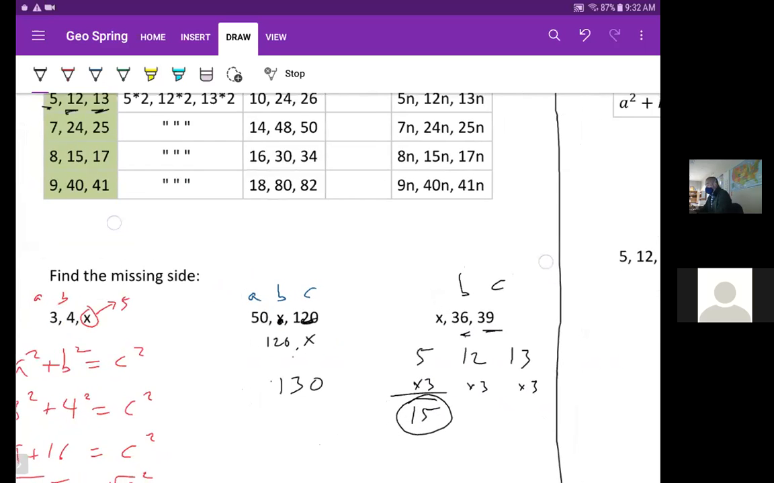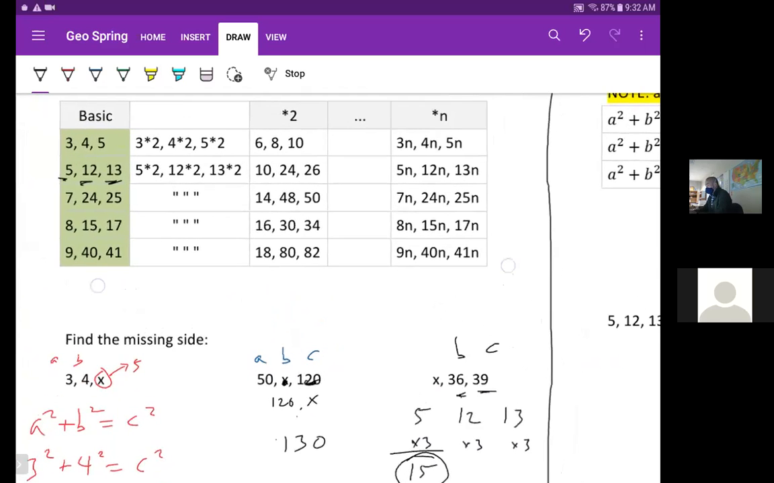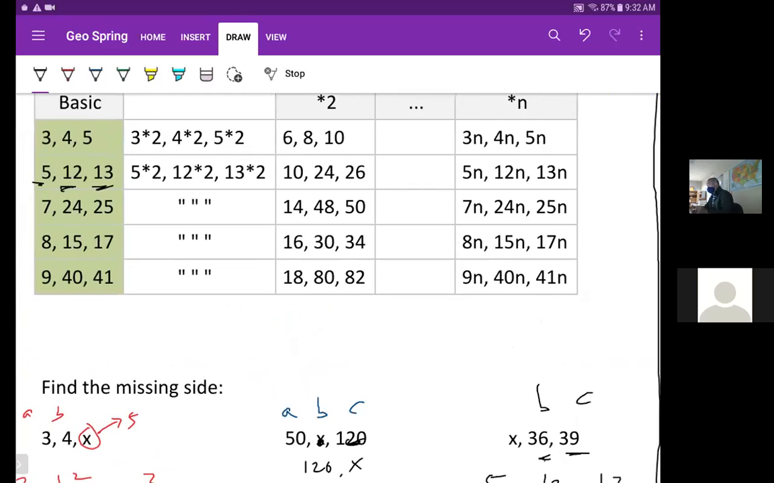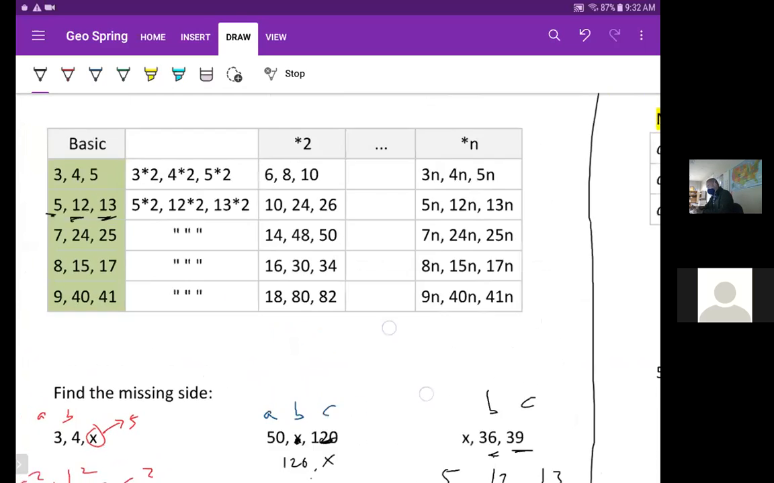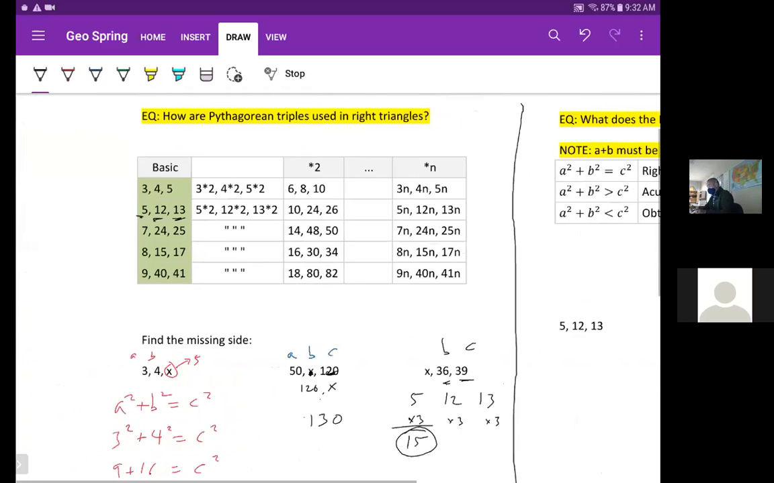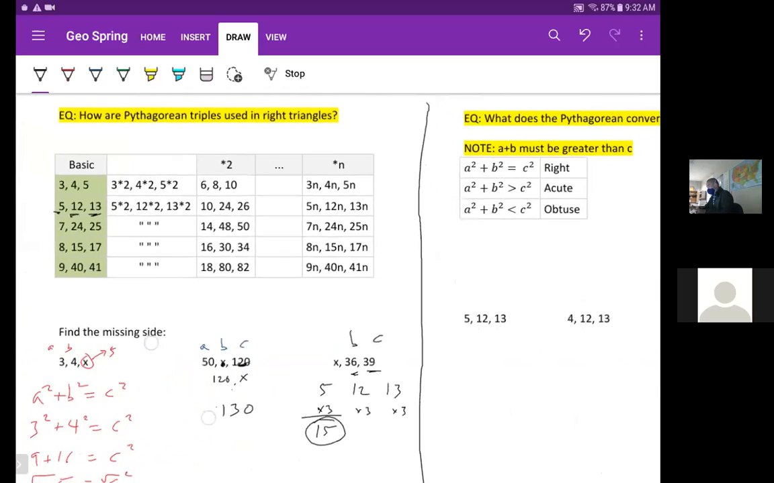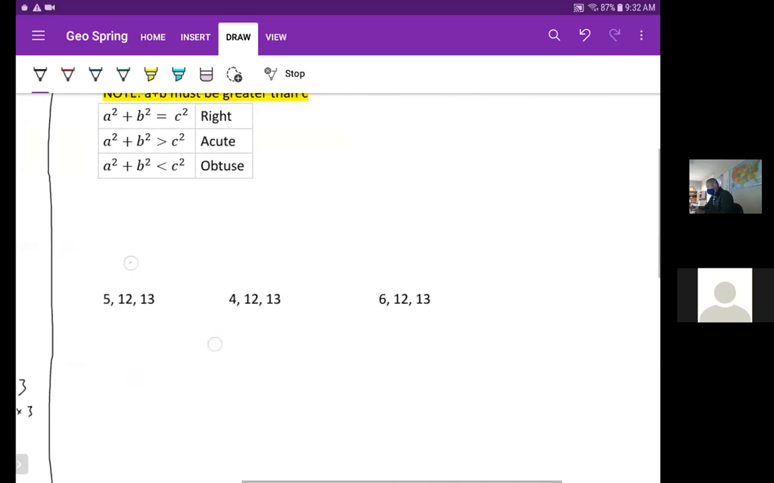So whenever you have numbers like this on your assignment, I made a lot of them just straight up have these numbers. So look for these numbers. Those are triples. They're shortcuts. If that didn't make any sense to you, just use Pythagorean theorem. It works the same way.